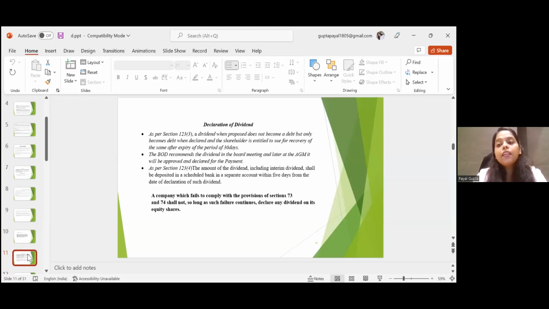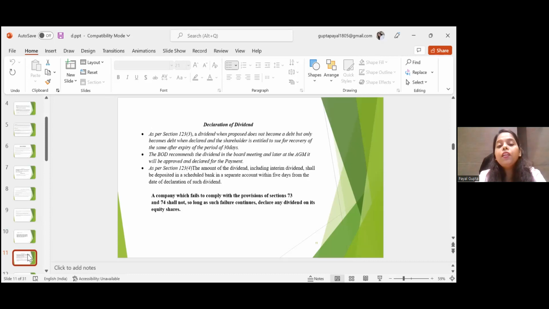Now we are talking about how to declare a dividend. So the basic is, it is totally on the discretion of the company that they want to declare the dividend or they don't want to declare the dividend. That is totally upon companies. There is no hard and fast rule that company has to declare a dividend. लेकिन but if company declares a dividend, it becomes entitled to pay the dividend. A dividend when proposed does not become a debt, but only becomes a debt when declared, and the shareholder is entitled to sue for the recovery of the same after expiry of the period of 30 years.